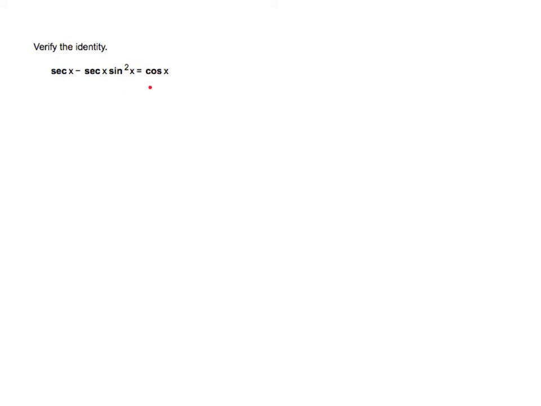Let's verify this identity. The strategy I'm going to use is pick the more complicated side, which is the left side, and simplify it so it looks like the right side. And before I even begin, I'm just going to make a couple of notes to myself. For starters, I see secant appears within the identity, and I know its definition is 1 over cosine of x.